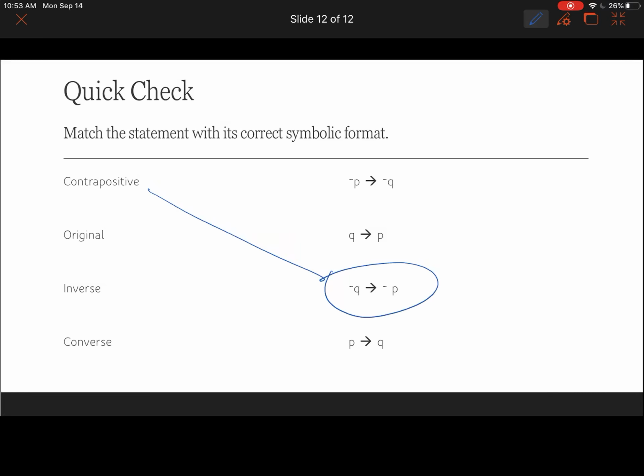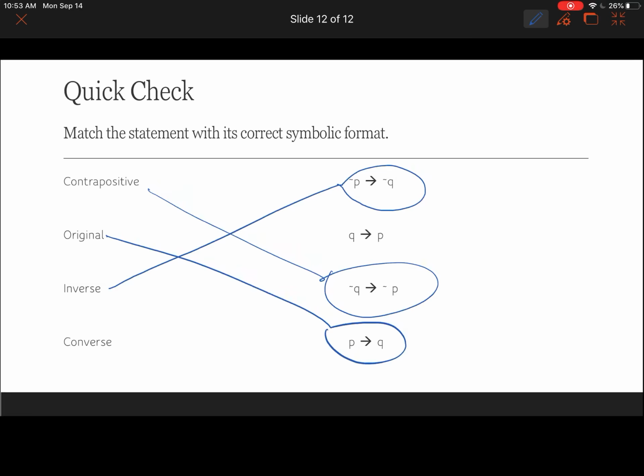The original statement is if P, then Q. The inverse is if not P, then not Q. And the converse is if Q, then P.